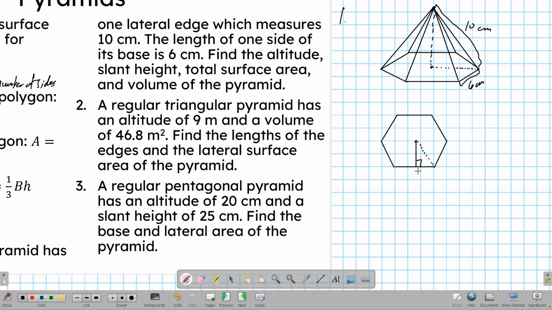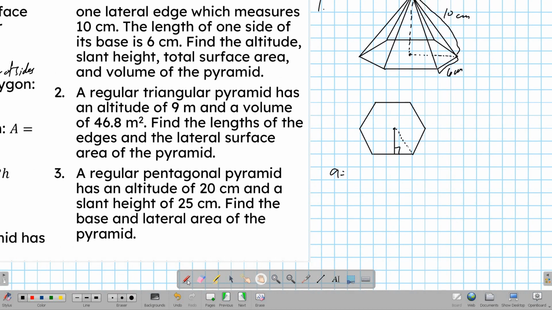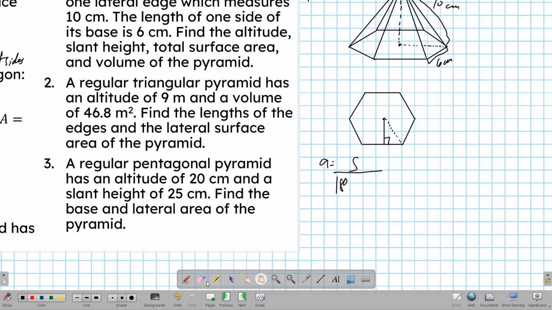Now, what we can do first is find the measure of the apothem. And the measure of the apothem is given by this formula here. So that would be the length of the side. Let's write the formula first: the length of the side all over, let's double check that, twice the tangent of 180 divided by the number of sides. In this case, this becomes the length of the side, 6, divided by 2 times tangent of 180 over, coincidentally, 6 sides as well.